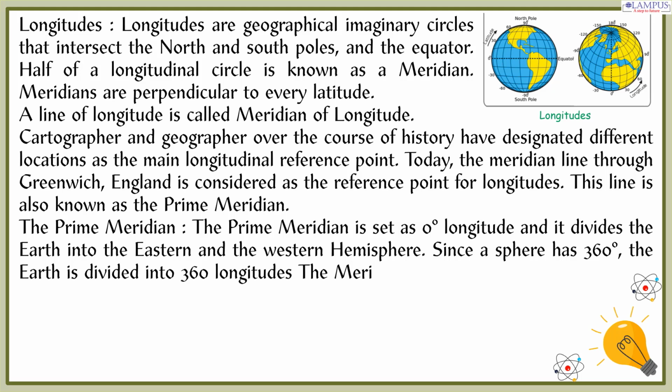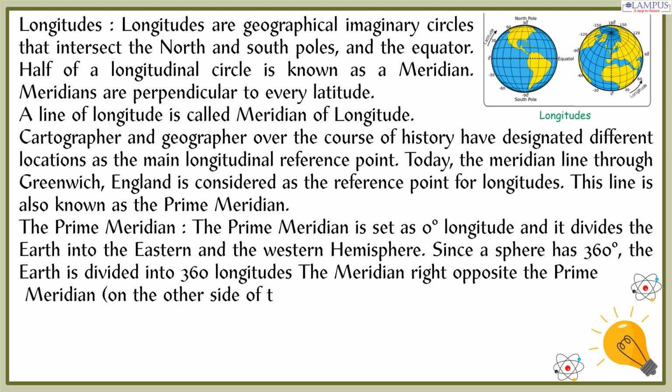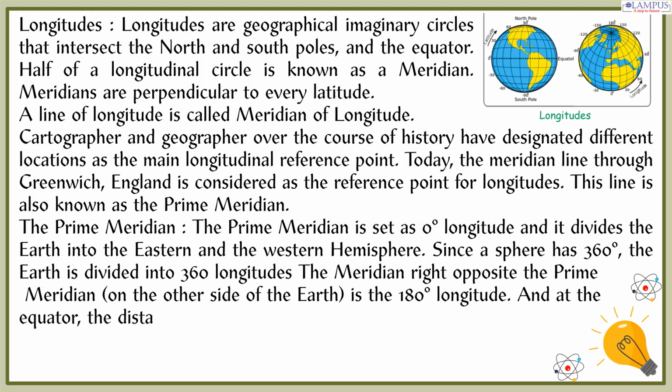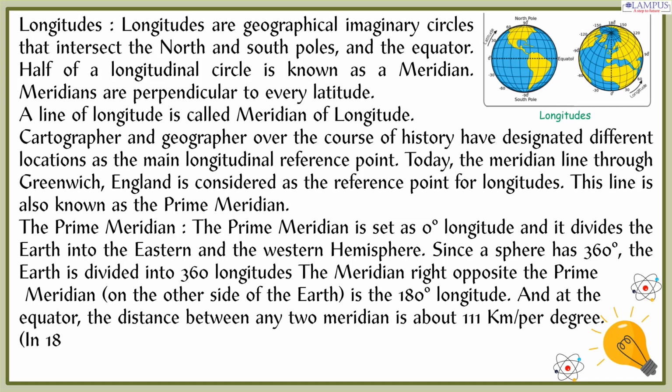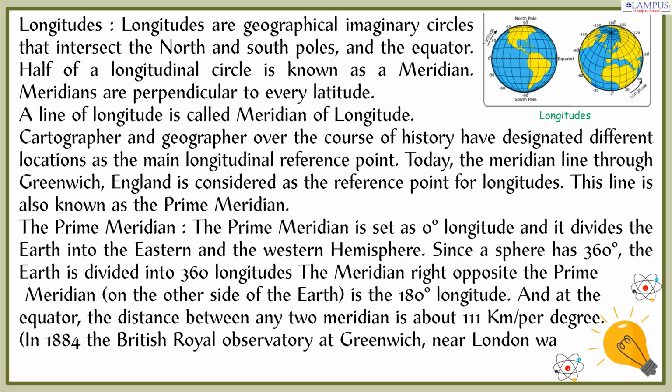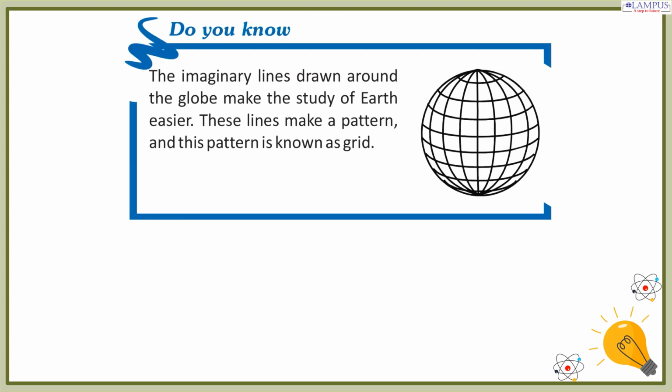The meridian right opposite the prime meridian, on the other side of the Earth, is the 180 degrees longitude. And at the equator, the distance between any two meridians is about 111 km per degree. In 1884, the British Royal Observatory at Greenwich, near London, was chosen as the prime meridian. Do you know, the imaginary lines drawn around the globe make the study of Earth easier. These lines make a pattern, and this pattern is known as grid.